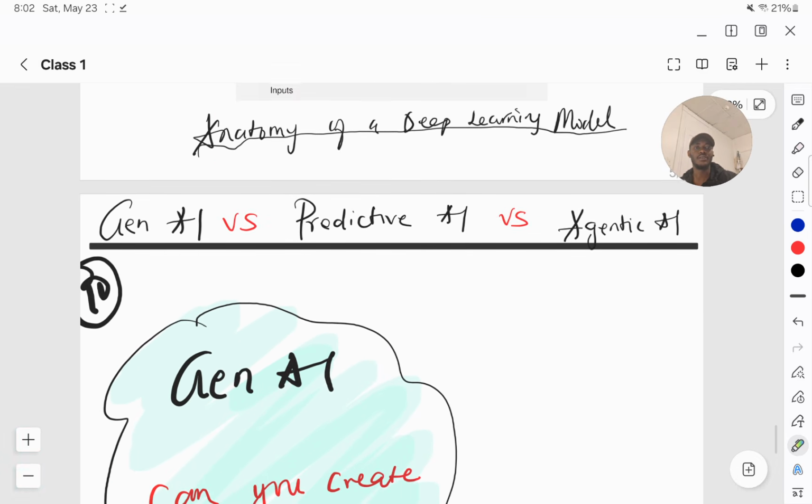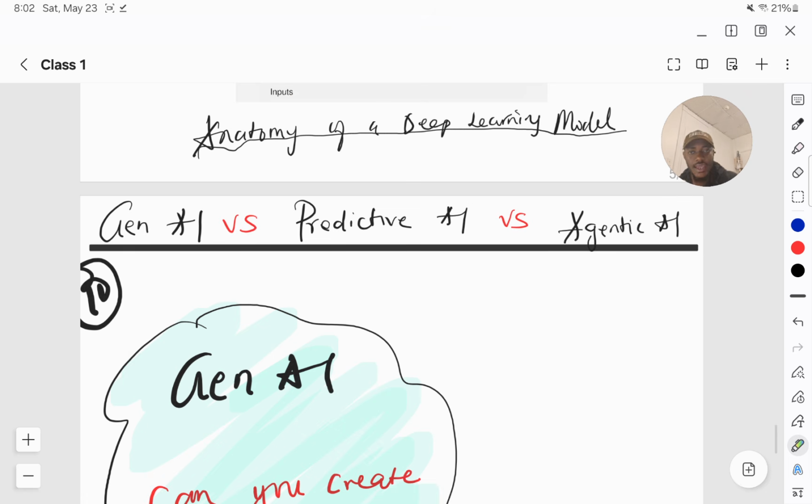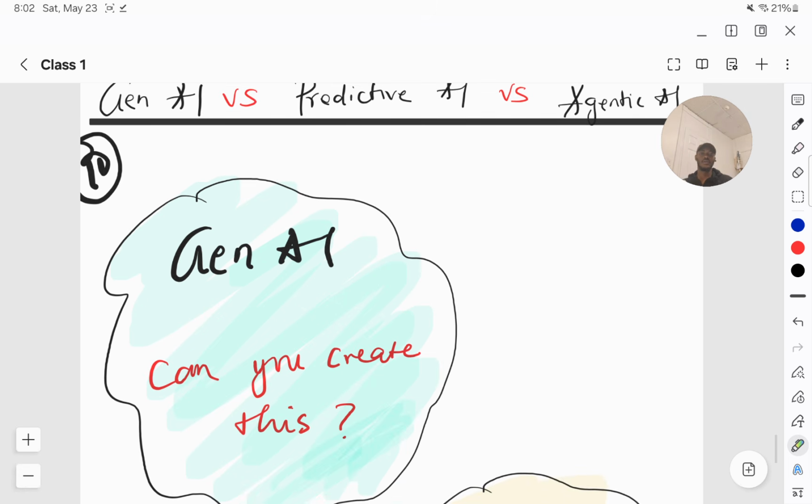Finally, we'll talk about generative AI versus predictive AI versus agentic AI. So generative AI asks, can you create something? Generative AI in the domain of offensive security might ask, can you create a malware? Can you generate a polymorphic malware, a malware that adapts to any kind of changes or any kind of defense methods? That's what a generative AI will do, to generate, right?